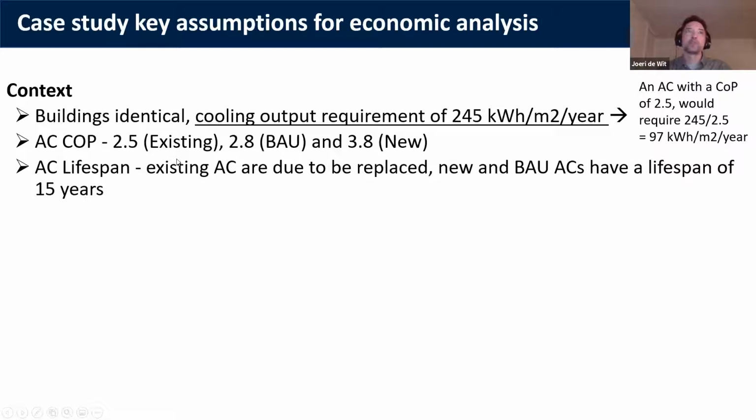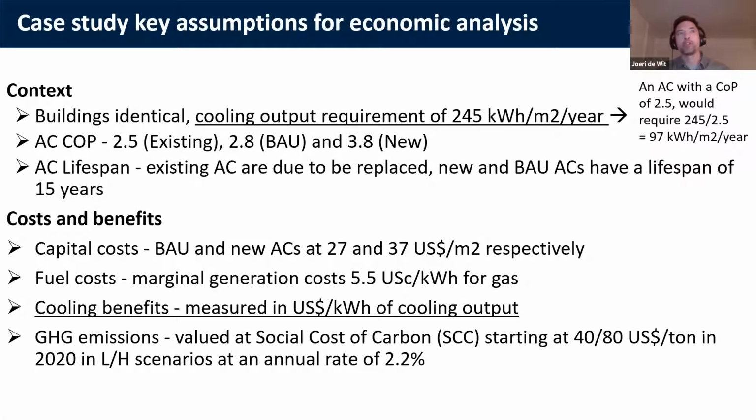Some other assumptions: the AC efficiency, the COP, is 2.5 for the existing, 2.8 for the business as usual, and 3.8 for the new. As for AC lifespan, existing ACs are due to be replaced. New and business as usual ACs have a lifespan of 15 years. Costs and benefits include capital costs, fuel costs, cooling benefits, and GHG emissions, which we're valuing at what we call the social cost of carbon. At the World Bank, that starts at 40 or 80 US dollars per ton in 2020 and rises at an annual rate of 2.2% afterwards.